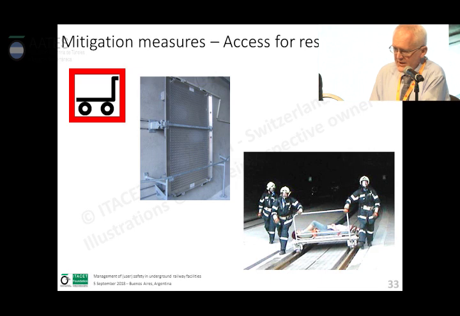Other examples of mitigation measures are shown here. So you need access for the rescue phases. So if the tunnel is 5 to 10 kilometers long, you are supposed to support the emergency forces by, for example, devices to carry equipment or victims or injured people on those rolling carts. You find them in every longer tunnel now as well, again to support rescue activities.